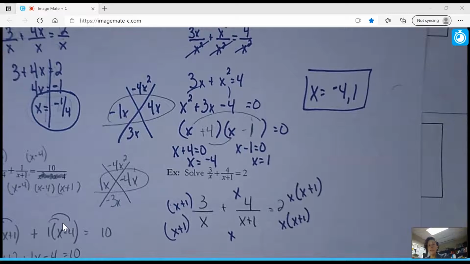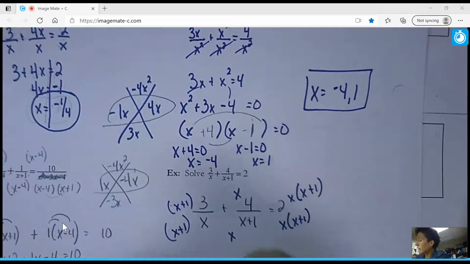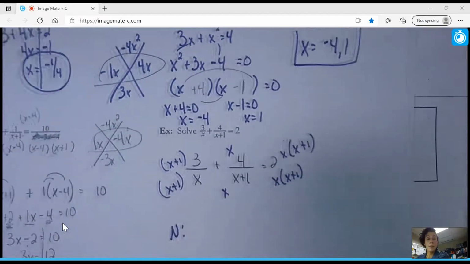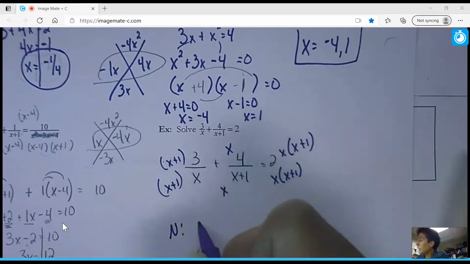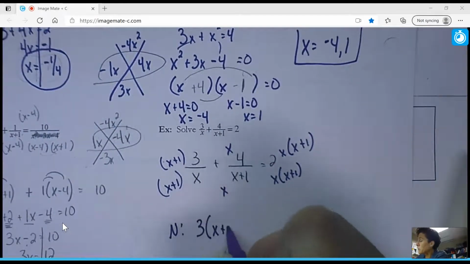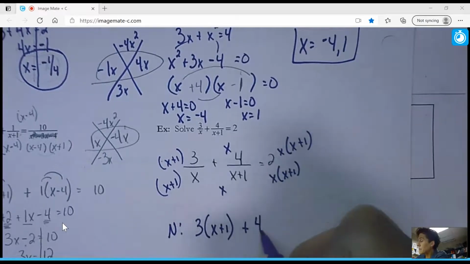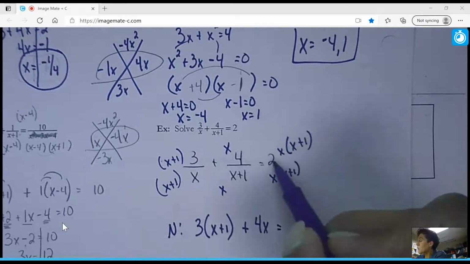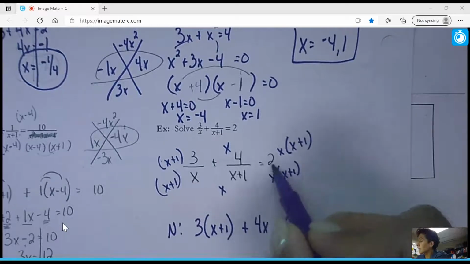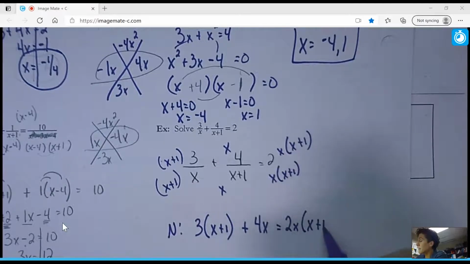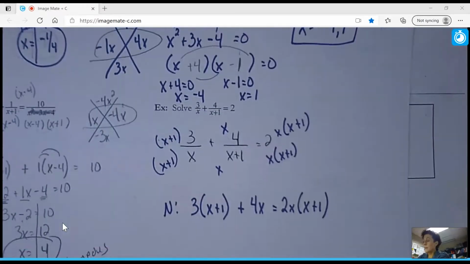And now that your denominators are all the same, they're all x and x plus 1, you can let the denominator go, you can ignore it, and then the numerator becomes your problem. So this numerator will have 3 with x plus 1. There's the plus sign. This numerator will be 4 times x, and this one will be 2x with the x plus 1. So what I'm going to do right now is start my solving.